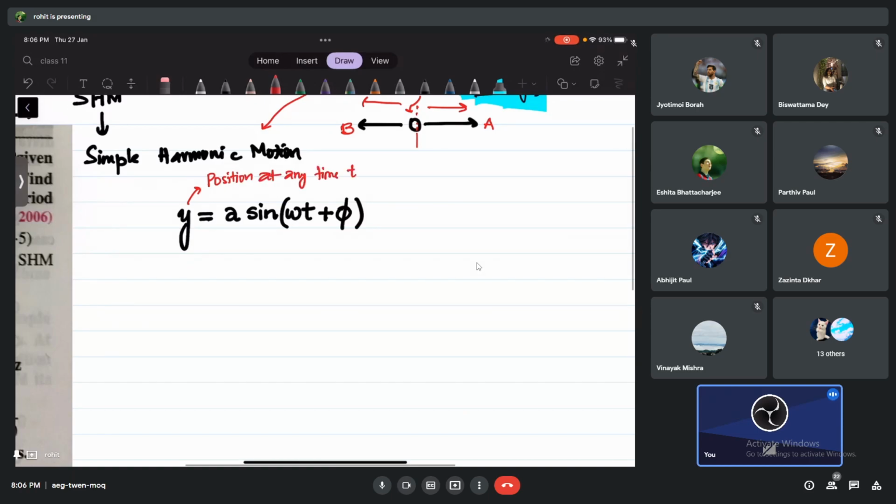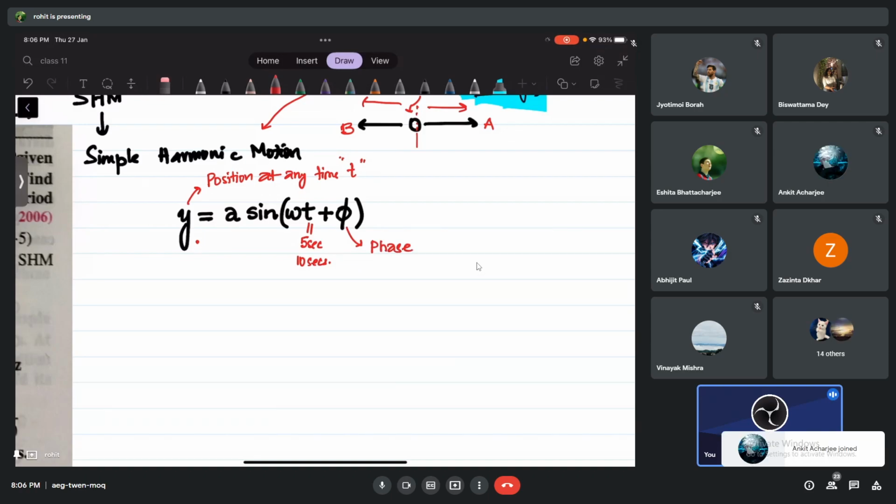and the time we are talking about is small t. Small t can take any time that you want. You want to talk about position after 5 seconds, small t can be 5 seconds. You want position after 10 seconds, small t can be 10 seconds. If you put t equal to 10 seconds in this formula, you are finding the position at 10 seconds. Then this phi, I've called it phase, and phase gives you an idea where we start from. The object can start from the mean position, from the extreme position, or from any position. So the phase is going to help us decide that. For the time being, just remember it is phase.